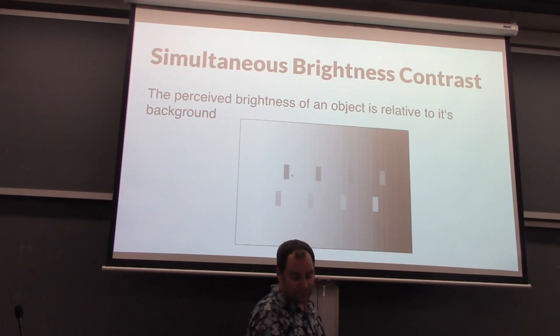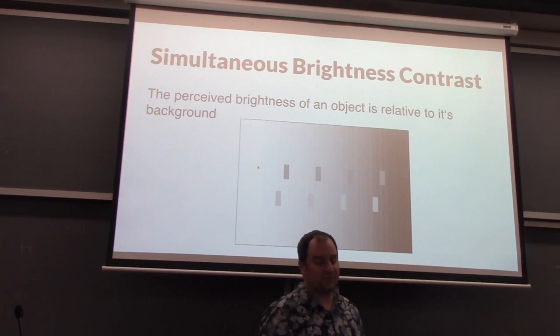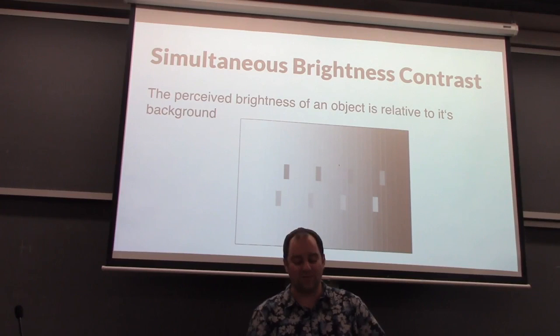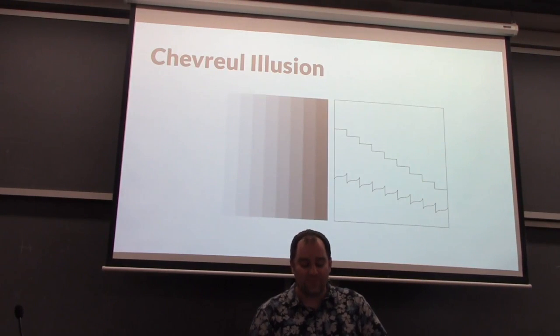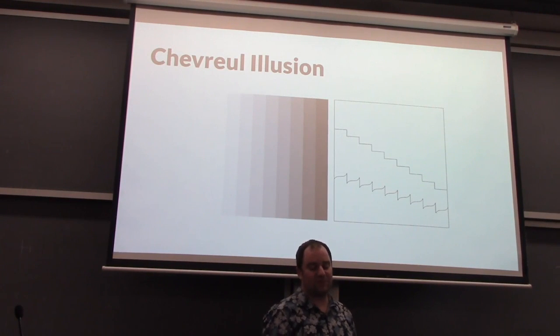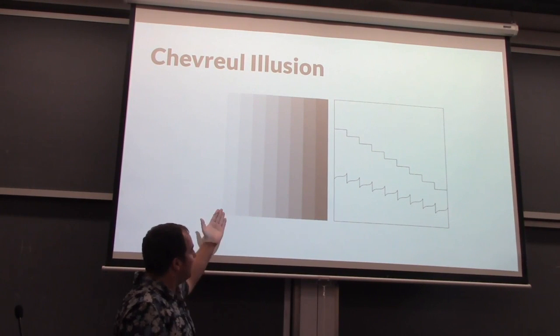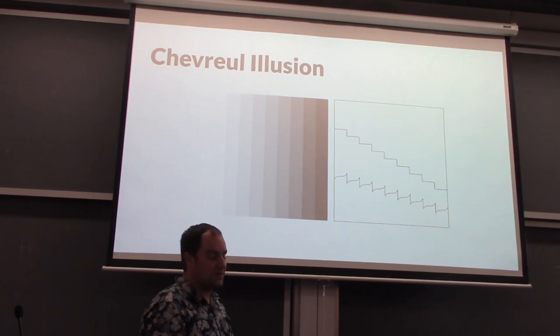So all of these blocks here are the same shade of gray, but we perceive them to be different because they're against different backgrounds. So here is another example. This is called the Chevreul illusion.